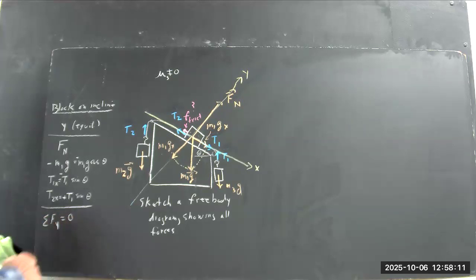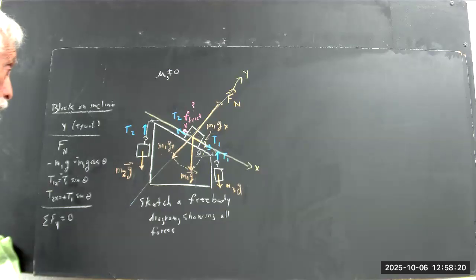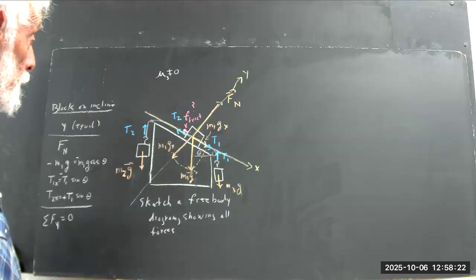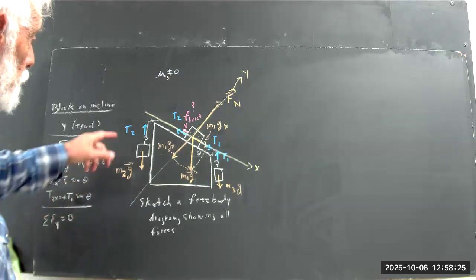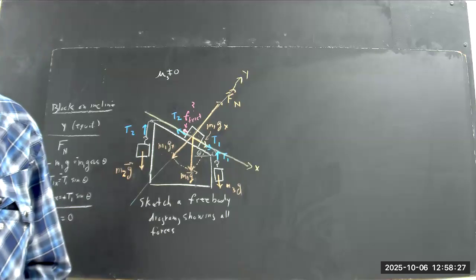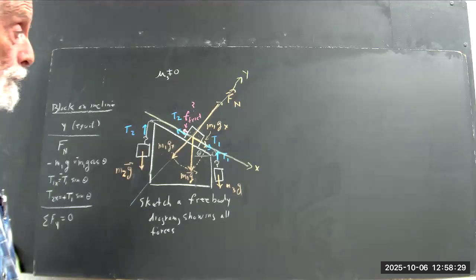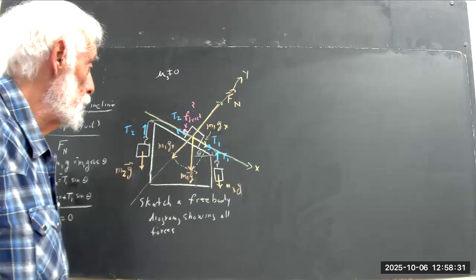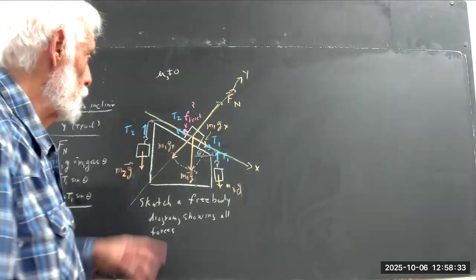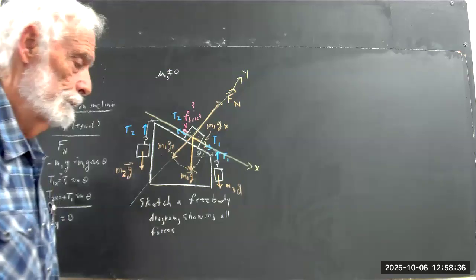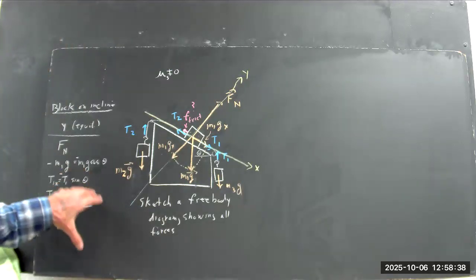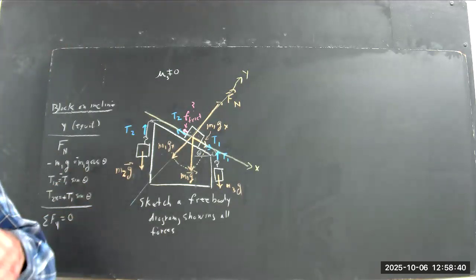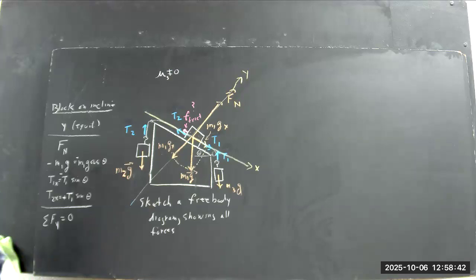So the sum of the Y forces for the block on the incline are 0. Now you can write out the X forces, but until you know what the tensions are, you can't do much with that. You can also look at the entire system. And that's only part of the solution. That's a key part if you're analyzing it piece by piece. Okay.